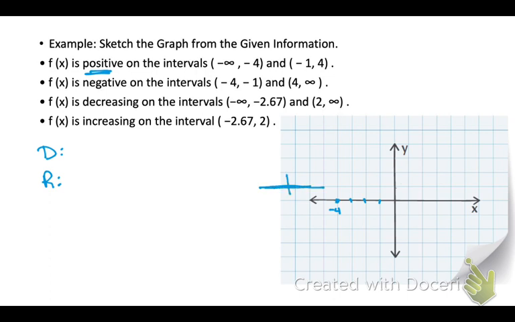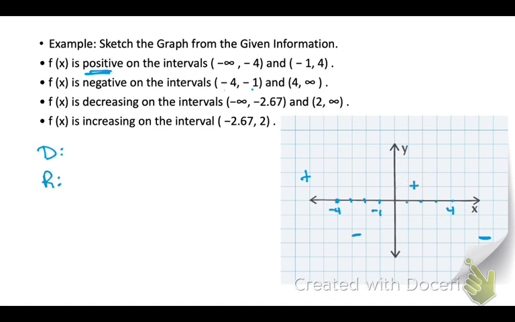So from all of this up here, the graph's up here. I'm going to put a big plus. I know it's plus over here. Okay? And then it says from negative 1 to 4. So here's negative 1. 1, 2, 3, 4. So it's positive up here. Right? It says it's negative from negative 4 to negative 1. So that'd be in between here. Wouldn't it? And then from 4 to positive infinity. So that would be over here.